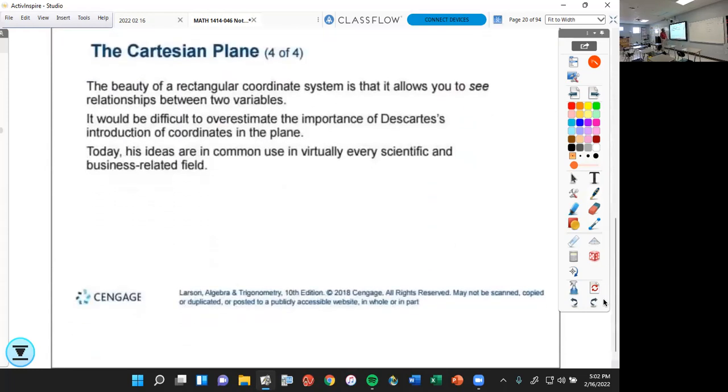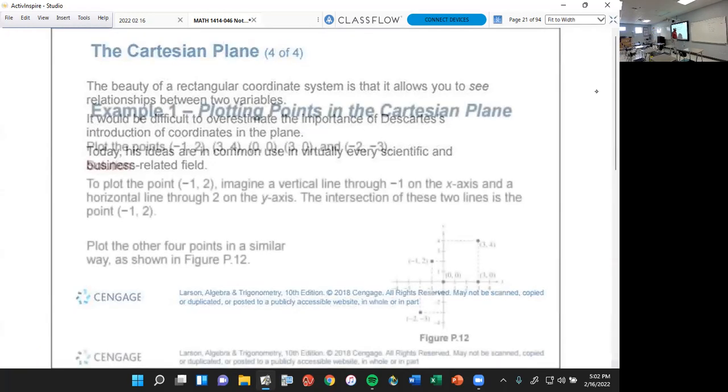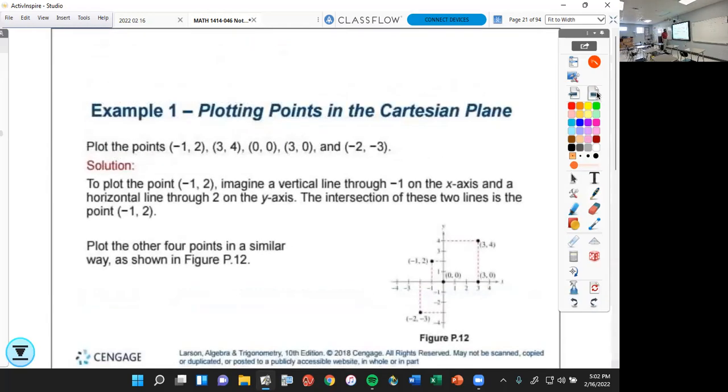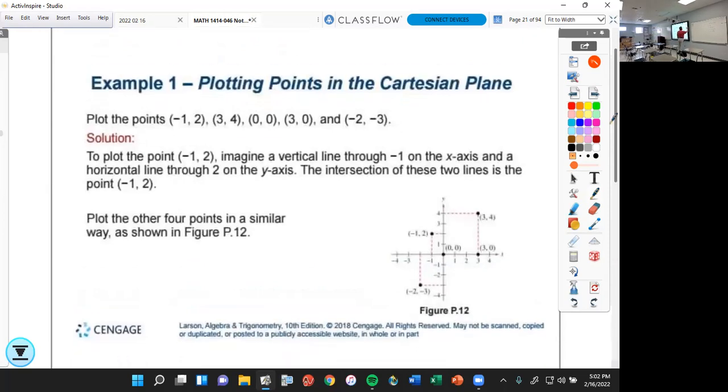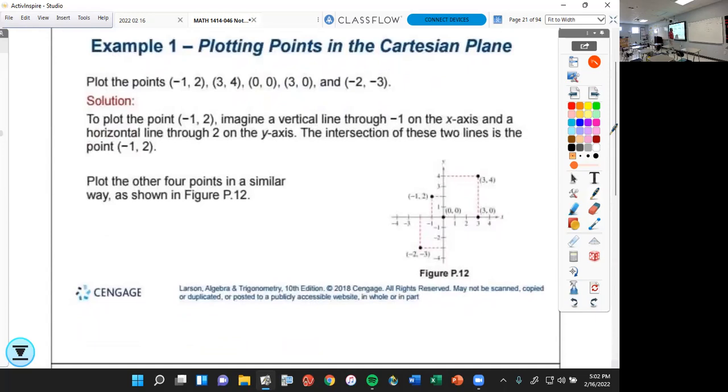The coordinate system allows you to see relationships between 2 variables. It would be difficult to overestimate the importance of Descartes' introduction of coordinates in the plane. His ideas are in common use in virtually every scientific and business related field. We see graphs everywhere, folks. So let's talk about plotting a few points on the coordinate Cartesian plane. And I'll just plot a couple of these.